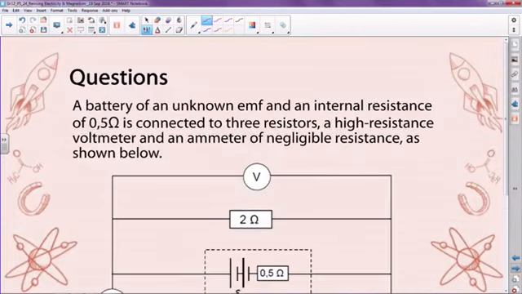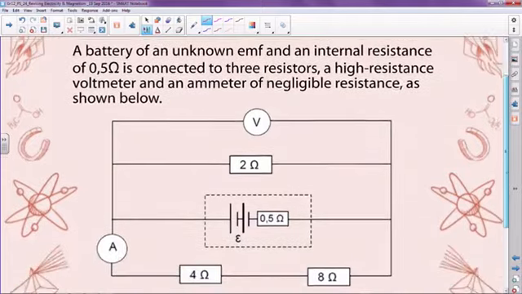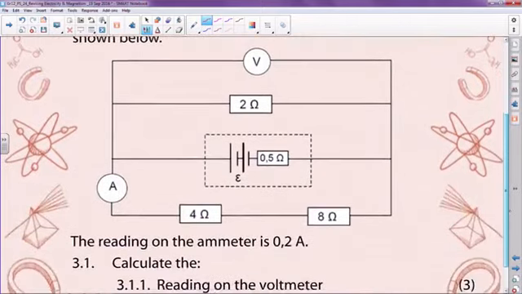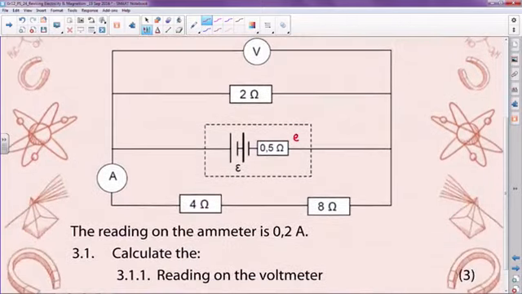So let's look at the first one. There's the question again. Let's have the circuit over there because it's important. We don't know what the EMF is. I know that's 0.2. And your first question is to calculate the reading on the voltmeter. I am giving you 2 minutes and your time starts now.